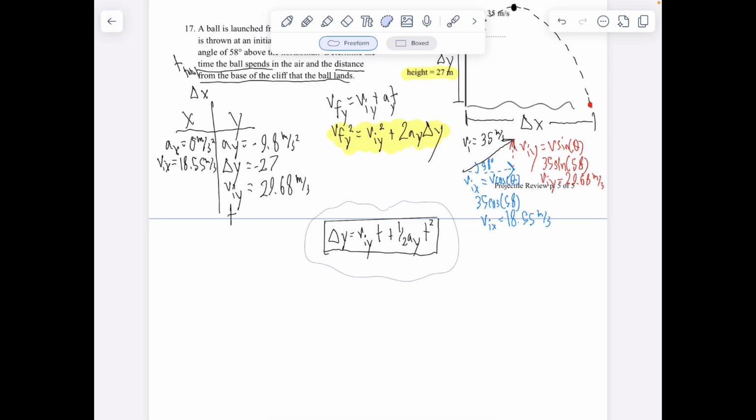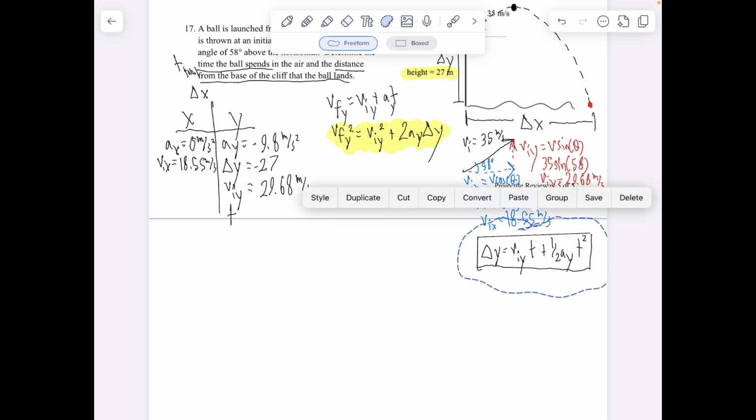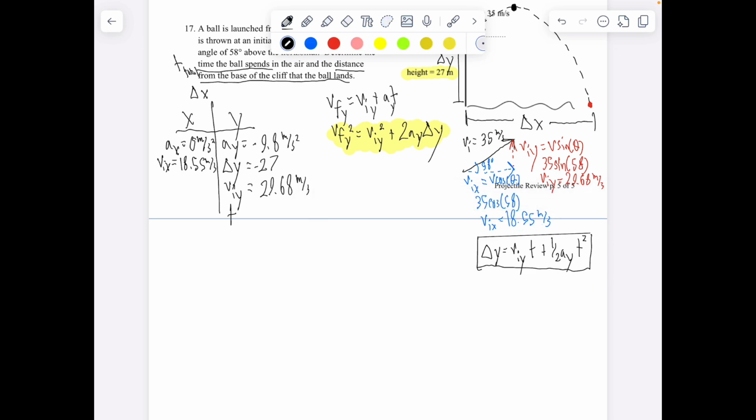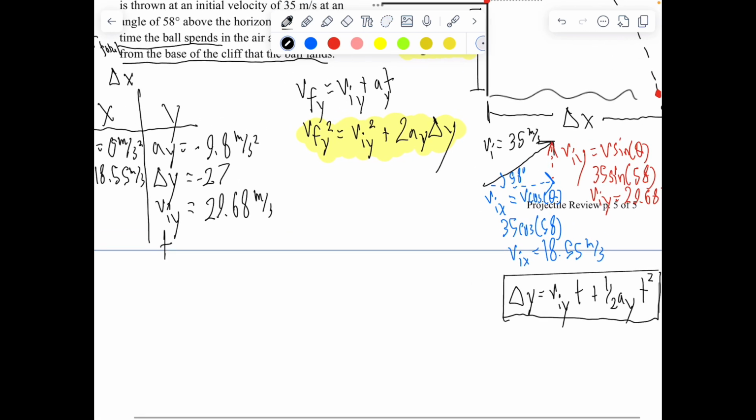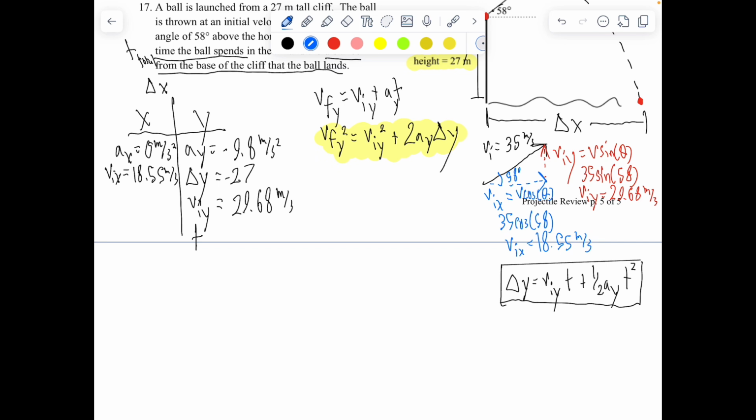Okay, let's go ahead and do that. Let's move our equation just off to the side for now, so that we can use this equation and plug everything in. Let's go with blue, just to differentiate it from what we're doing. So we'll start off. We have our final velocity in the y squared, initial velocity in the y squared. Let's plug in our 29.68. We're going to square that. 2 times our negative 9.8 times our negative 27 delta y.